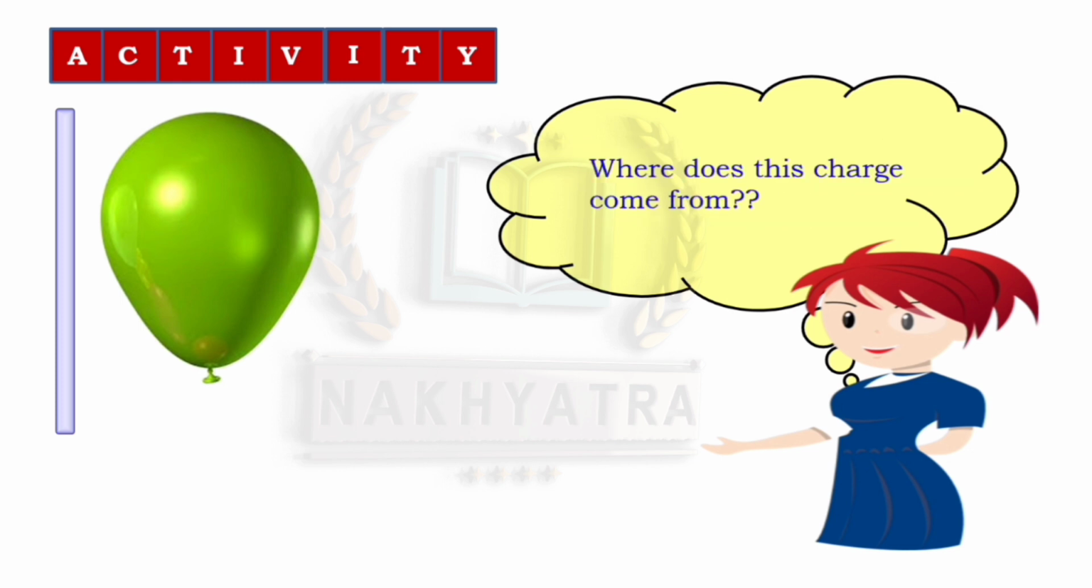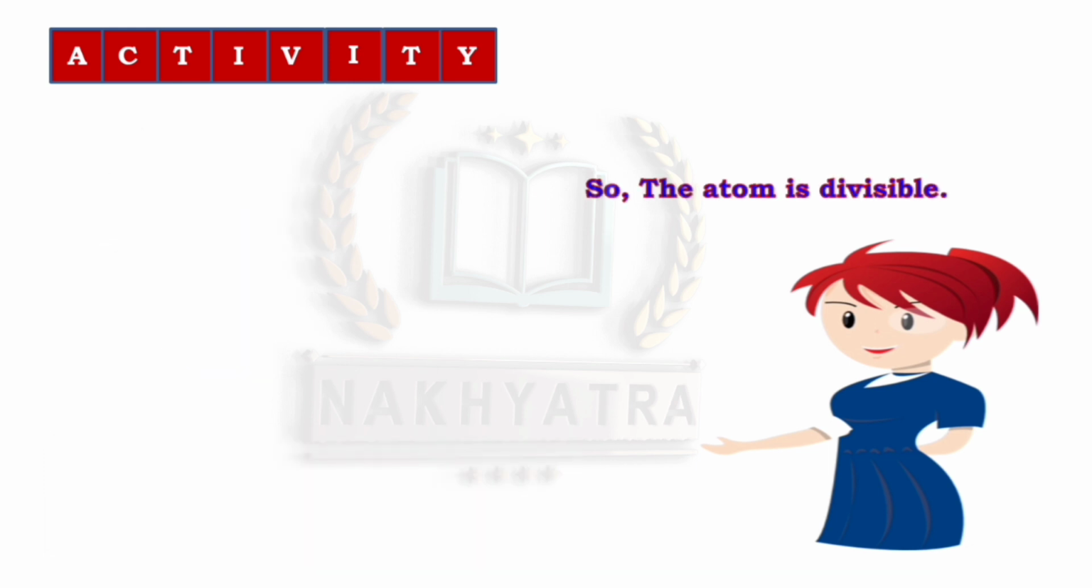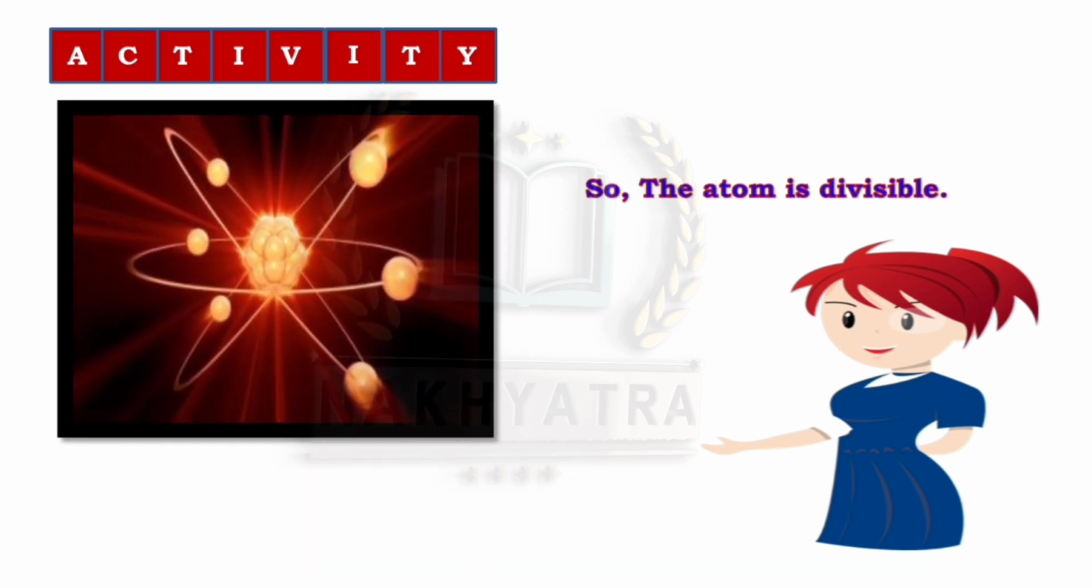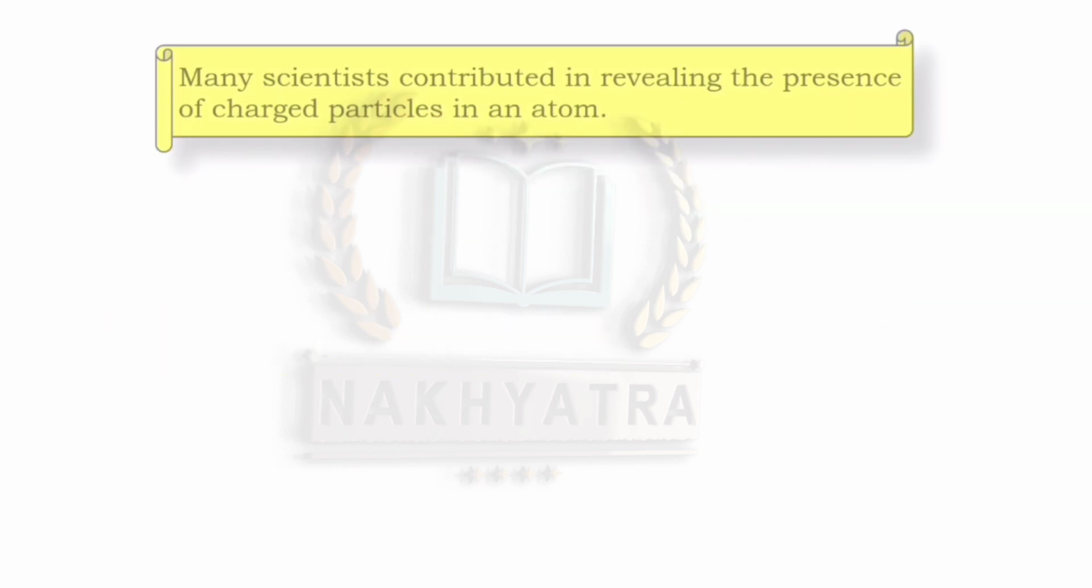Now where does this charge come from? The charges are coming from within the atoms present in the comb and the glass rod. So these simple experiments tell us that some charged particles are present in the atoms of matter. So the atom is divisible. I hope everyone is clear. We will see the discovery of electrons and Thomson's atomic model.